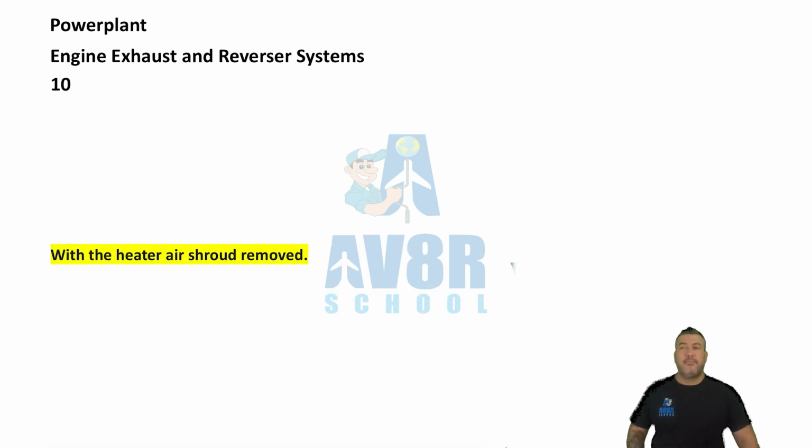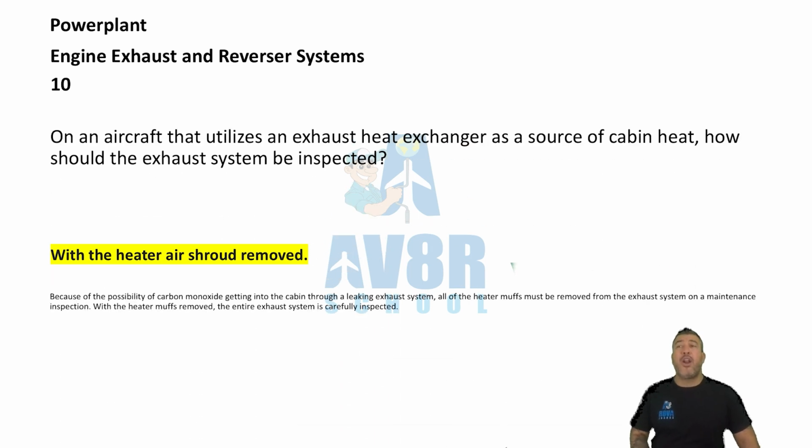Number 10, with heater air shroud removed. So on an aircraft that utilizes an exhaust heat exchanger as a source of cabin heat, how should the exhaust system be inspected? It needs to be inspected with the heater air on and the shroud removed.